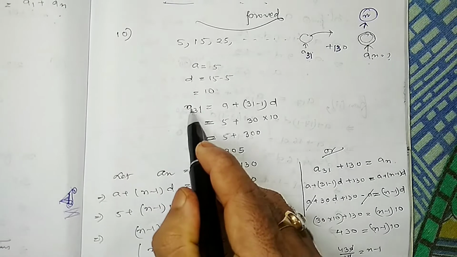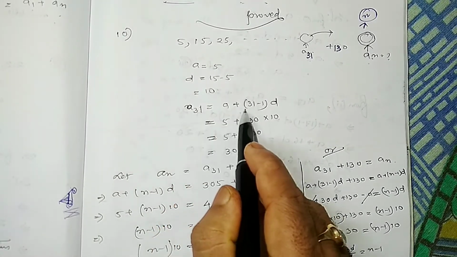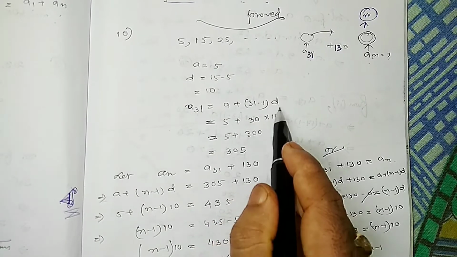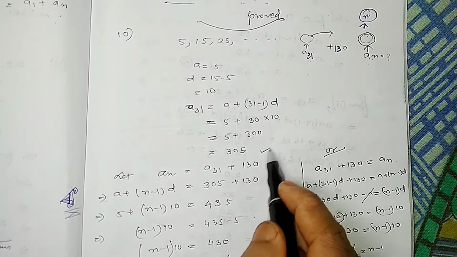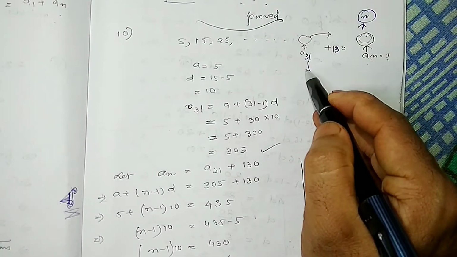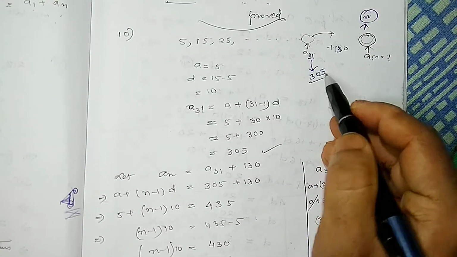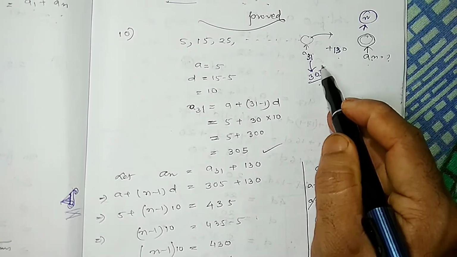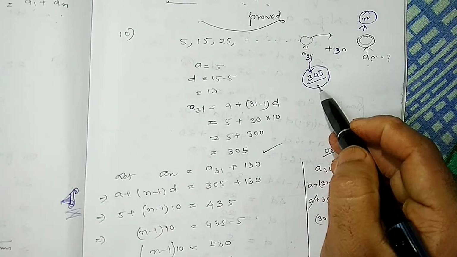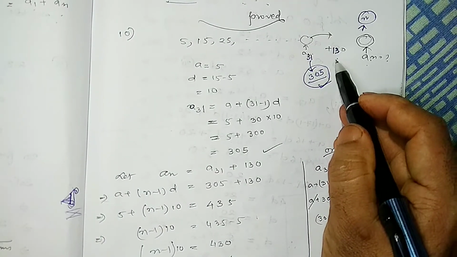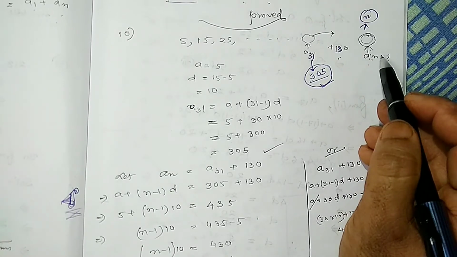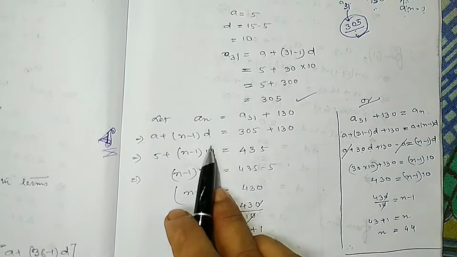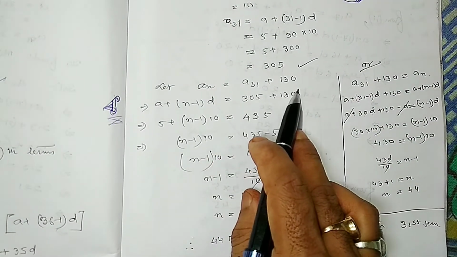And what is A31? A31 formula is A plus n minus 1 into D. A plus 31 minus 1 is 30 into D. 5 plus 300, 305. So that means A31 is 305. Now as per the question, which term is 130 more than the 31st term? We already got the 31st term is 305. We will add 130 and suppose this term is AN. So how to get AN? 305 plus 130. So here AN is A31 plus 130.